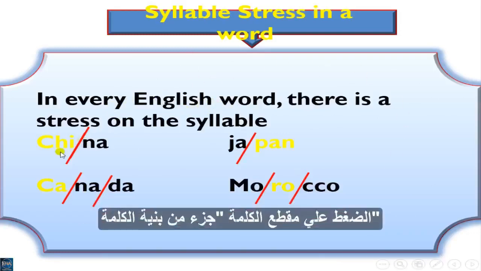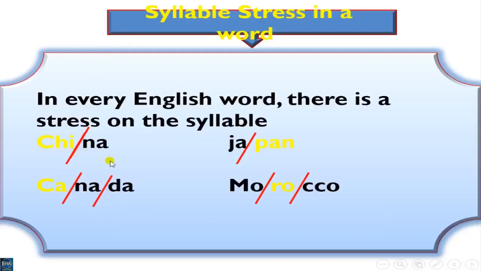Now, let's have some words like China. So here, we have one part, two parts. This word is made of two parts. This word has two parts. China. So the stress is in the beginning. China. Japan. Two syllables, two parts, but the stress on the second syllable.